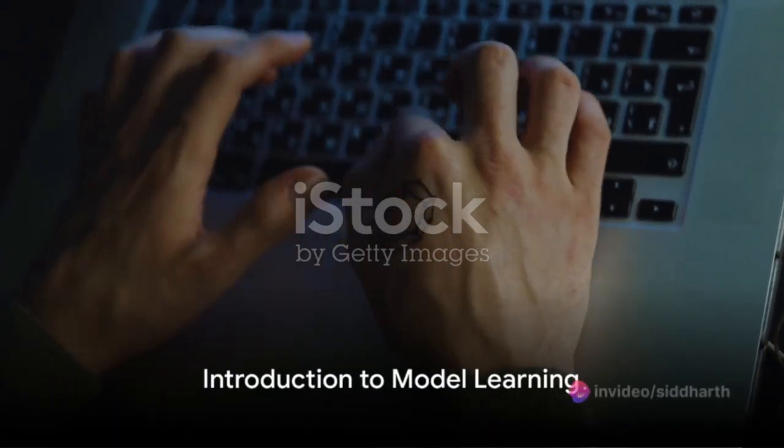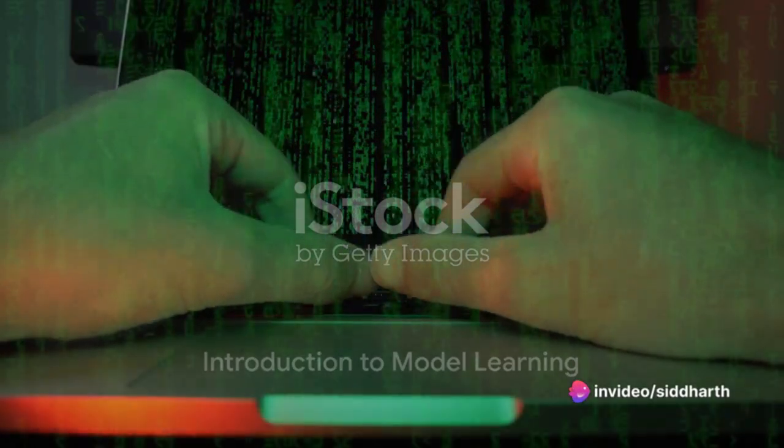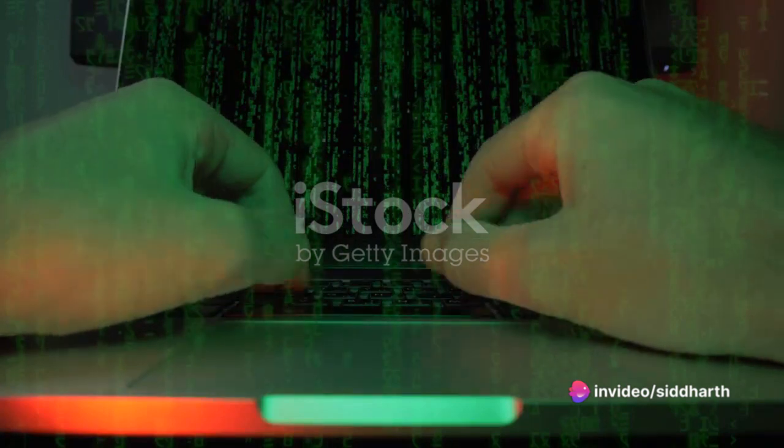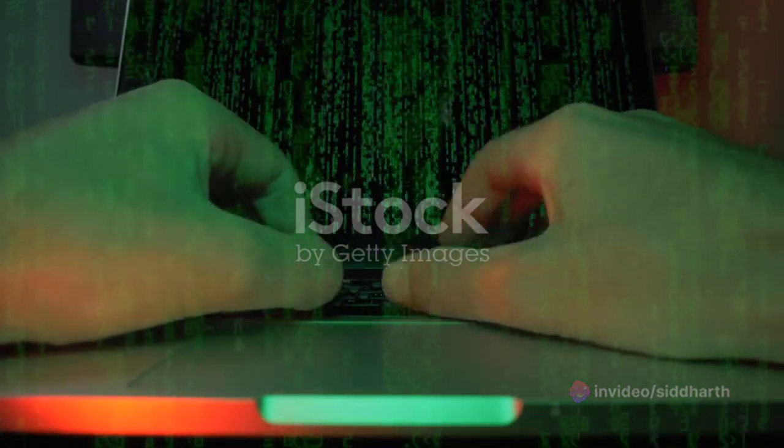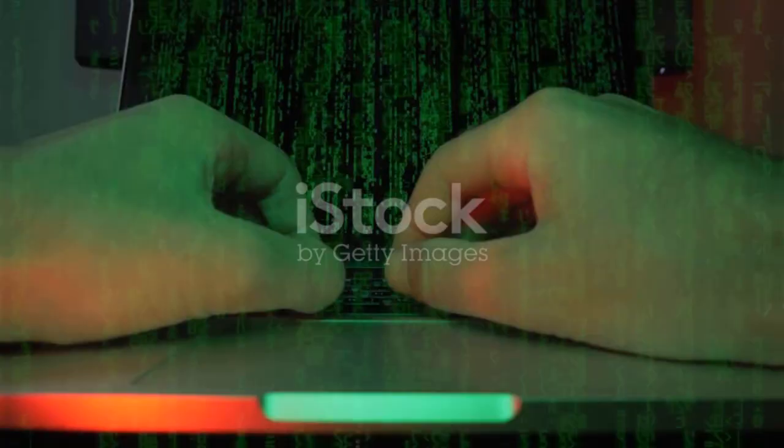Ever wondered how a model in machine learning learns to make accurate predictions? Well, buckle up as we dive into the world of underfitting, overfitting, and the bias-variance trade-off.